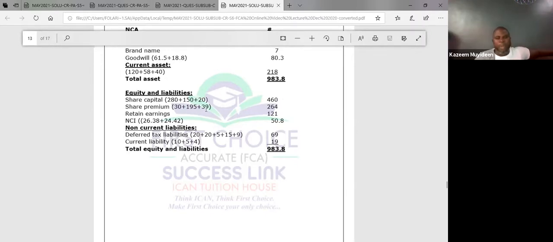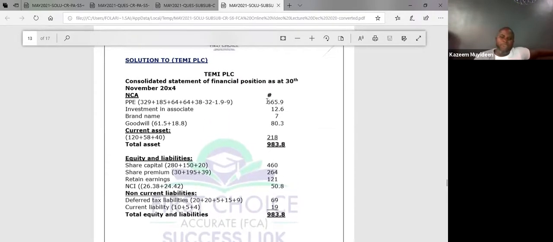For the share premium, 39, 195, and 30. The one that is in the account of the parent already, 264. NCI value is 121. Then the deferred tax, 15 plus 9, to give me 69 deferred tax liability. I'll sum everything together.